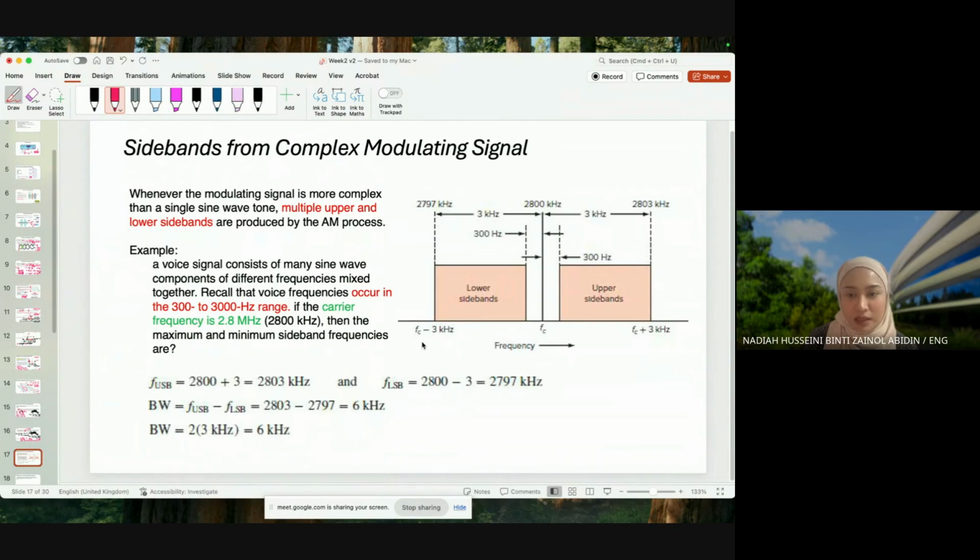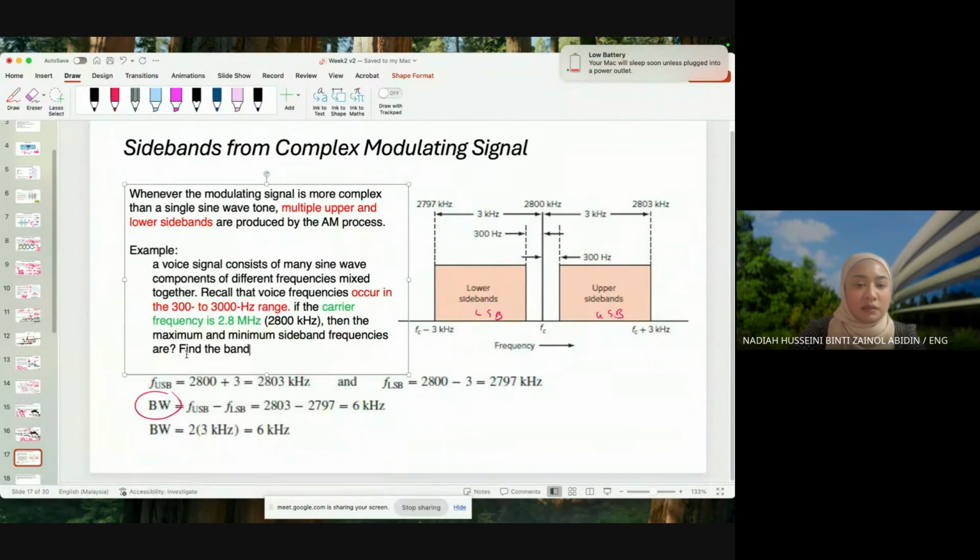This is the answer that I got from the textbook, so you can use this. This is the bandwidth, if they ask you for the bandwidth: 2803 minus 2797. I feel like the question is asking for the USB and LSB rather than the bandwidth. But if they ask for bandwidth, I would find the bandwidth. Let me just write that over here for this AM signal.